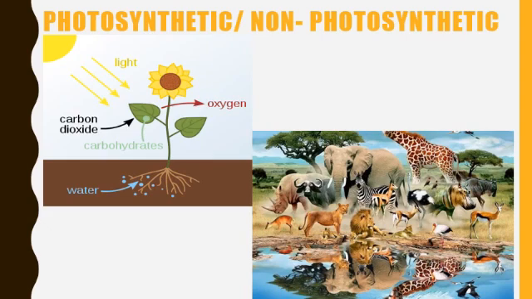Autotrophs and heterotrophs. Autotrophs or photosynthetic organisms are those which can prepare their own food by doing photosynthesis, like plants and other green organisms. Heterotrophs or non-photosynthetic are those organisms which cannot do photosynthesis and depend on other organisms for food, like animals get their food from plants and other animals.